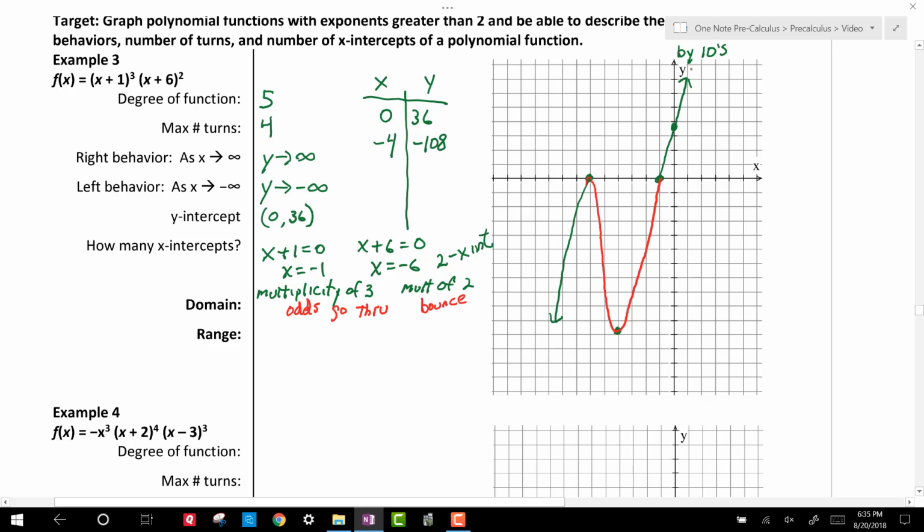The domain on this graph, x in the set of reals. The range on this graph is y in the set of reals because the right side goes up and the left side goes down, so it goes on forever in both directions.